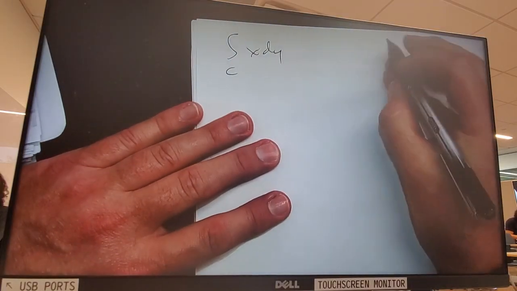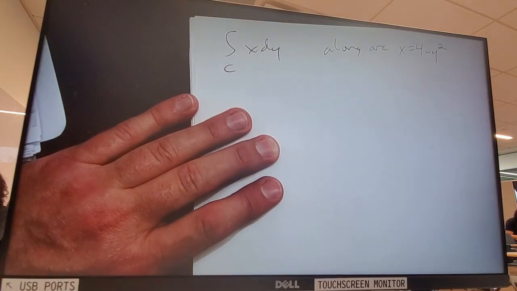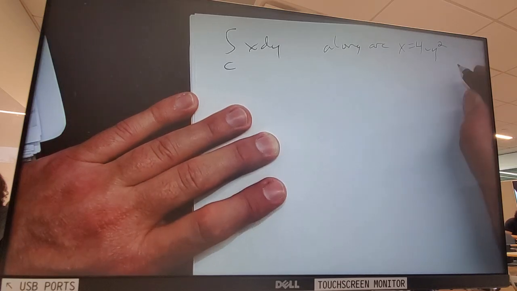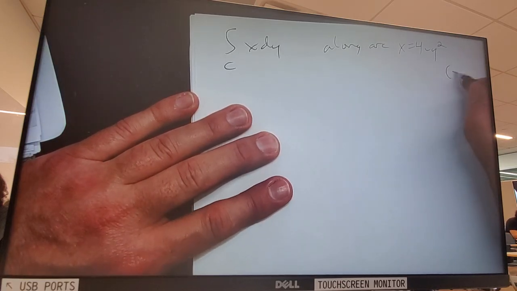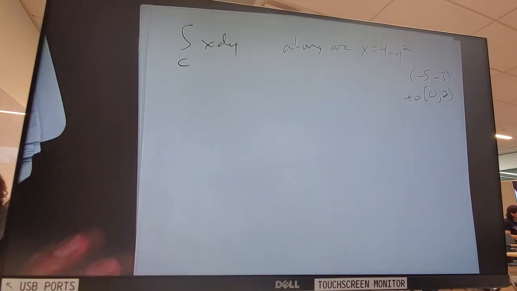but we're going to do it along the arc x equals 4 minus y squared. From -5, -3 to 0, 2. That's not the same path, but it's the same beginning and end points, but I'm taking a different path now. Does everybody see that's the same exact interval, correct? Same exact interval, yes? From what we just did.